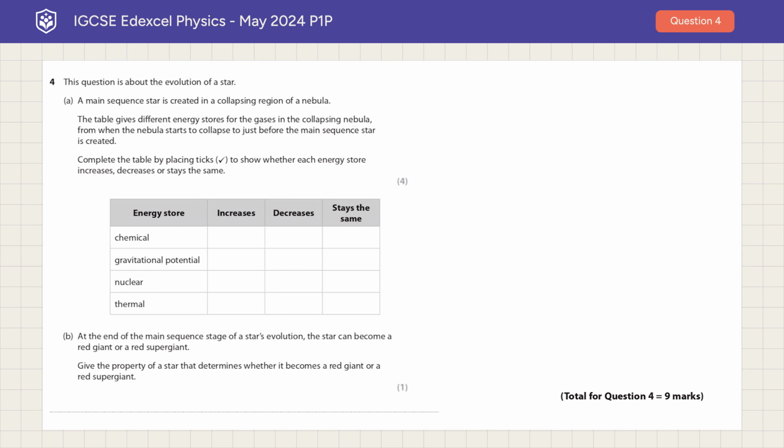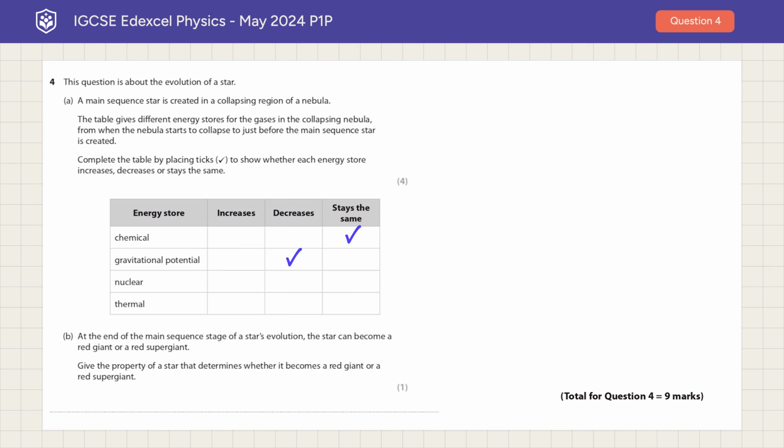Question 4 takes us into astrophysics, looking at the evolution of a star. For part A, we need to say what happens to each energy store as the nebula collapses. First, chemical energy store. This stays the same. Chemical energy isn't really involved here. Next, gravitational potential energy store. This decreases. As the gas pulls together, it loses gravitational potential energy.